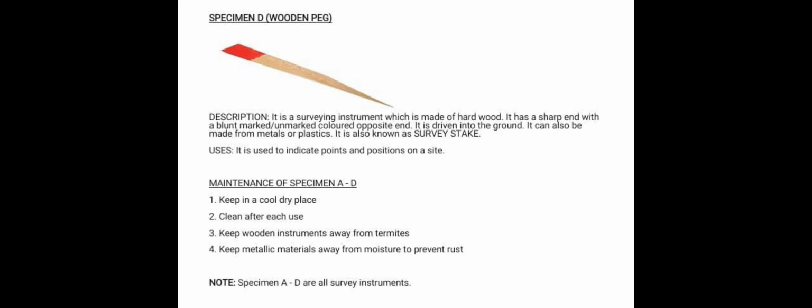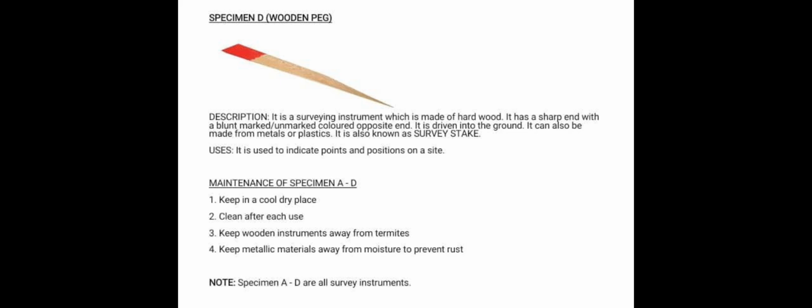So it has a sharp pointed end which is driven into the ground. So basically it is used to indicate points and positions on the land. Probably we've measured the land and the land is 50 meter by 100 meter. We can place 4 pegs at the edges of the land just to indicate the position of that land. So in your exam, you could be asked, specimen A to D are all what? Just know that specimen A to D are all survey instruments.